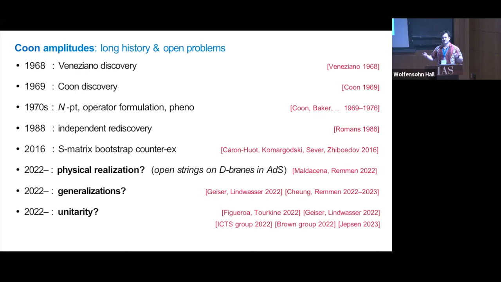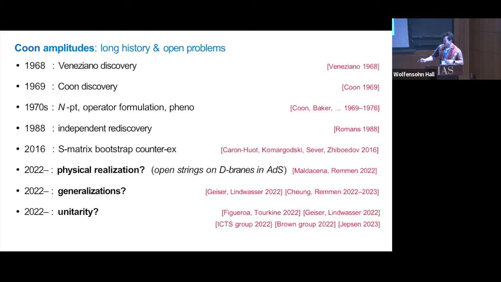The modern studies have looked at some open questions, including looking for a physical realization of the Kuhn amplitude, that is, a worldsheet model or an explicit QFT. That's still an open question, although there are some hints as to what that might be. People are also looking at generalizations of the Kuhn amplitude and studying its unitarity property. Again, all open questions. So let's move to 4 points.